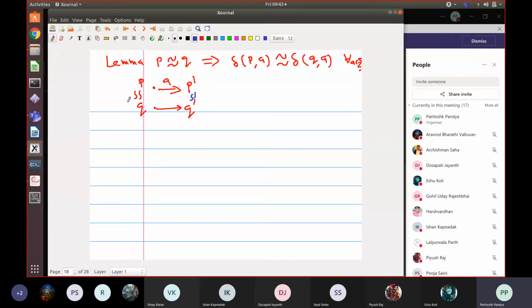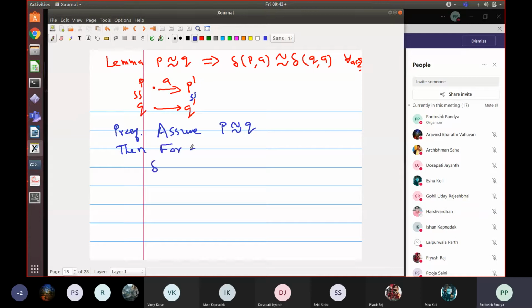So how does the proof go? The proof is simple. I will write it in blue. So first we assume that P is equivalent to Q. That means for all possible strings, going from P on that string will lead to acceptance if and only if going from Q on that string will lead to acceptance.